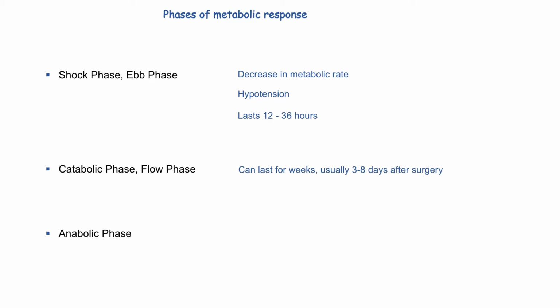Next phase is called catabolic phase or flow phase. This phase can last for weeks in case of sepsis or major trauma, and it usually lasts for 3 to 8 days after surgery. During this phase, body stores of carbohydrates, lipids, and proteins are broken down that help in survival and tissue repair. Last phase is called anabolic phase. During this phase, body stores of lipids and proteins are restored.